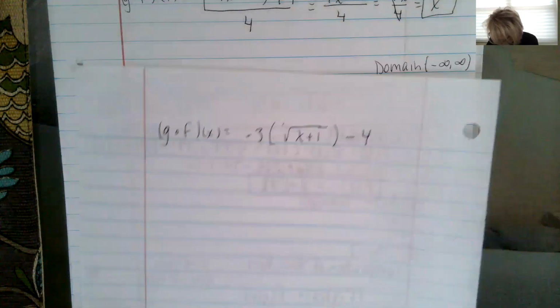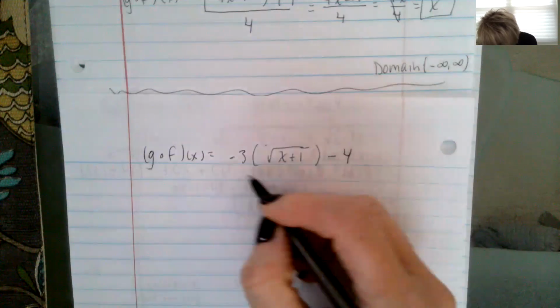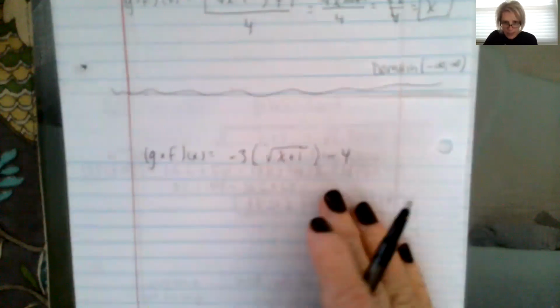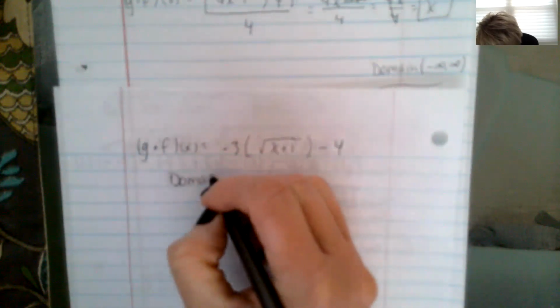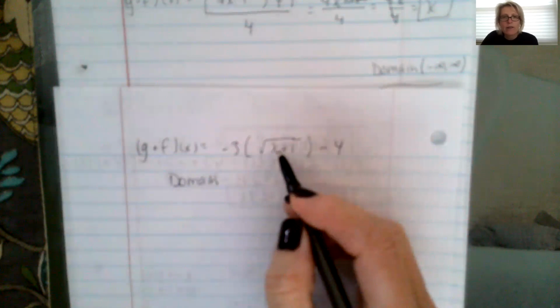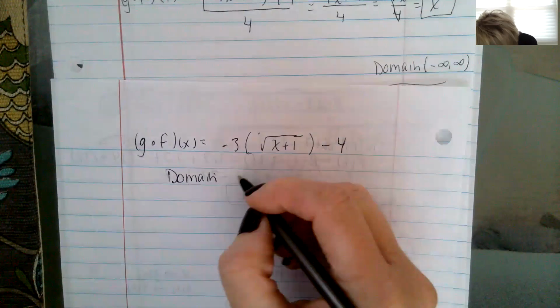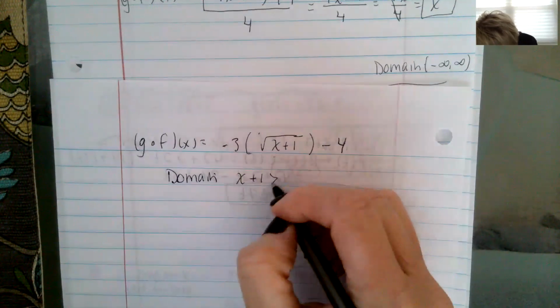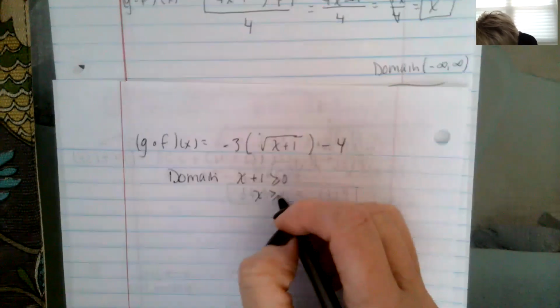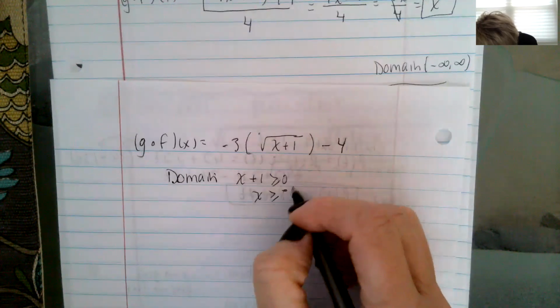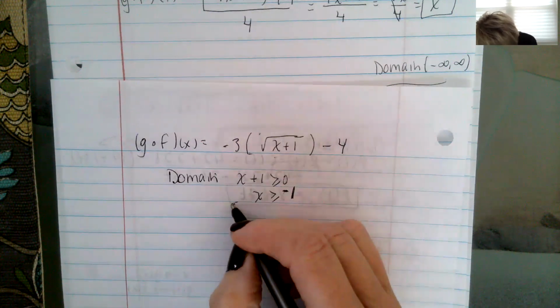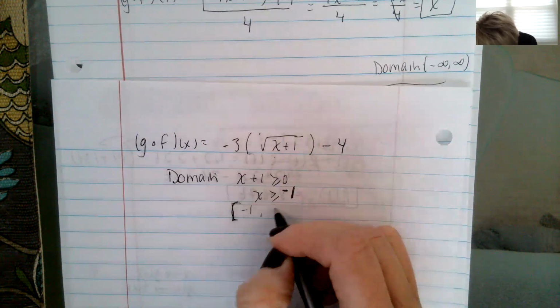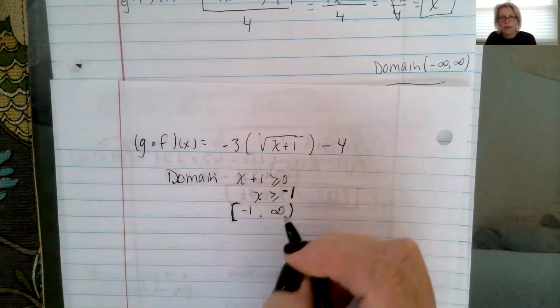Okay. And so there's really not much we can do here, but as far as the domain goes, again, we're limited by this: x plus 1 has to be greater than or equal to 0. So x has to be greater than or equal to negative 1. So my domain is limited to a bracket around negative 1 up to positive infinity with a parenthesis.